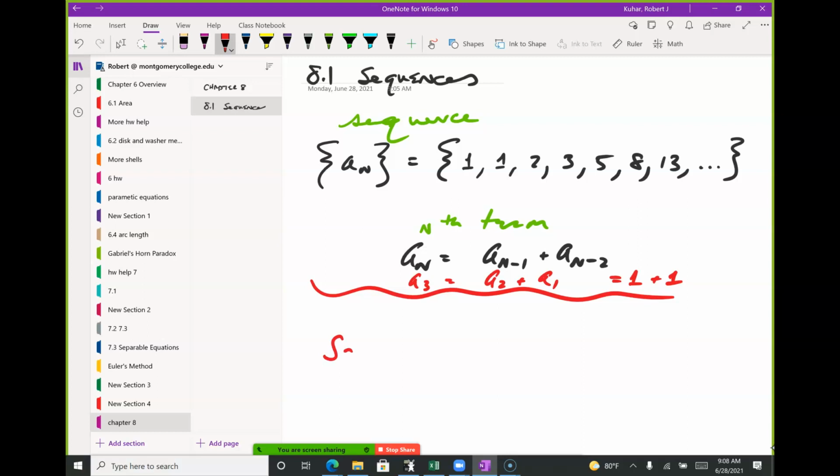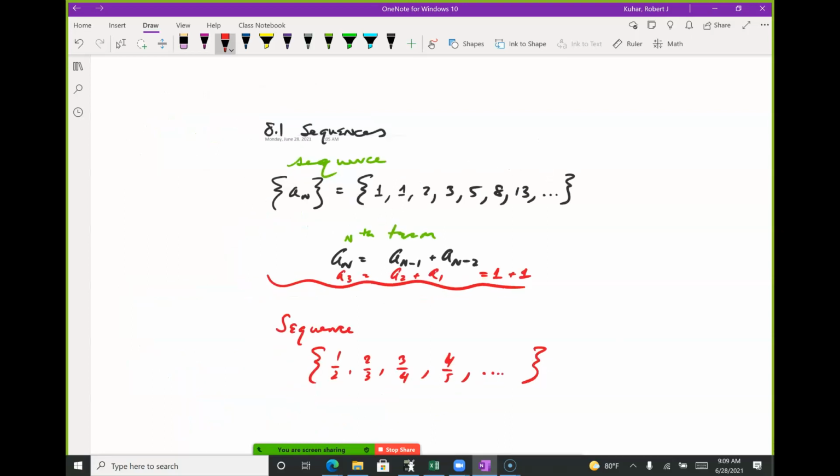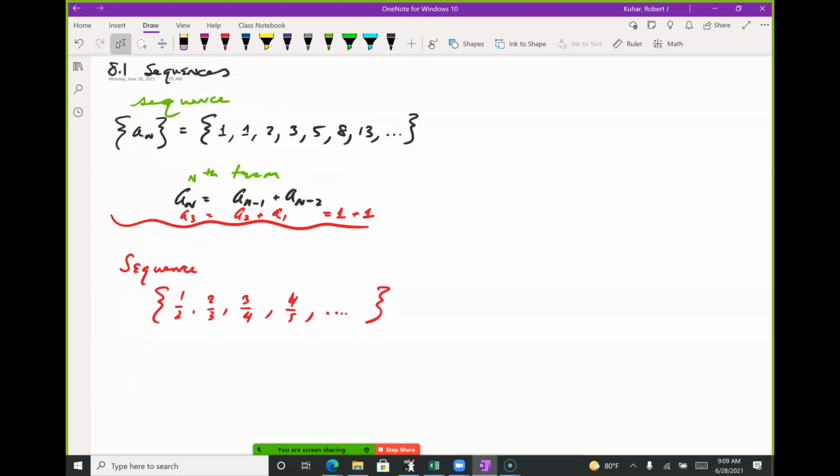So here's a sequence. For example, 1/2, 2/3, 3/4, 4/5, etc. You can really see, you can play the easy game, what comes next. Obviously, 5/6 and then 6/7. It's usually pretty easy for us as human beings to pick up patterns like this. What's my nth term here, though?